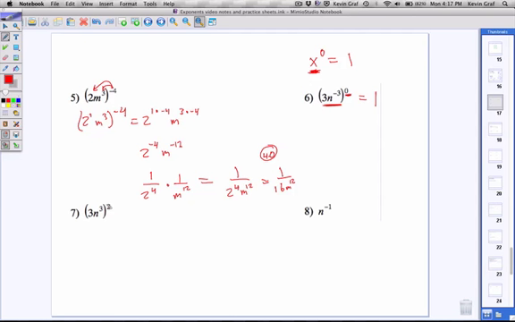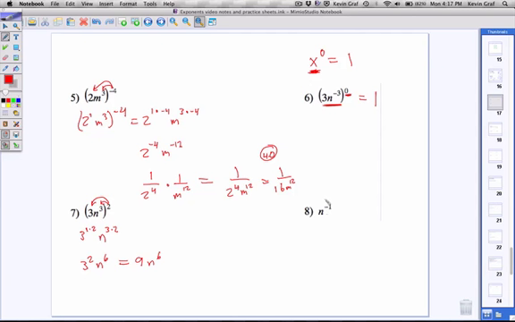In number 7, we're going to distribute the 2. So this 3 to the 1 times 2 and n to the 3 times 2. And that gives me 3 to the 2nd and n to the 6th, which is 9 n to the 6th. And there's no negatives here, so we don't have to worry about flipping anything upside down. This is just a normal problem.